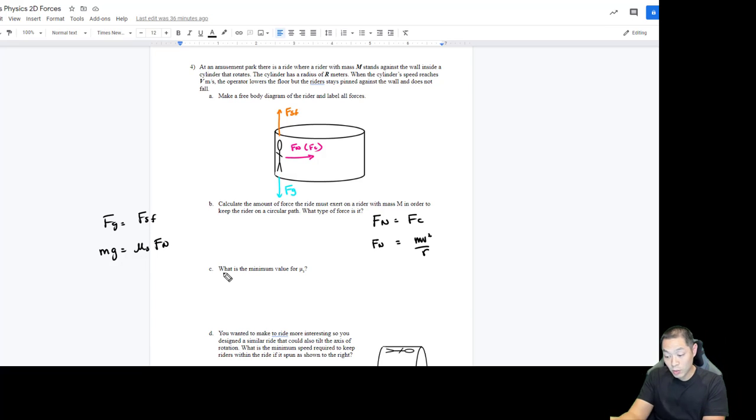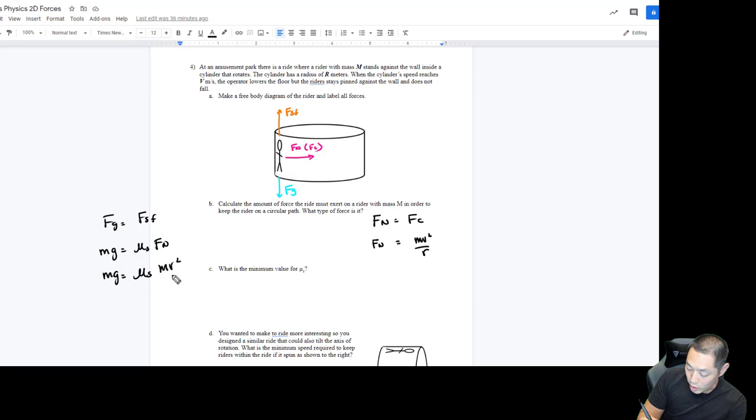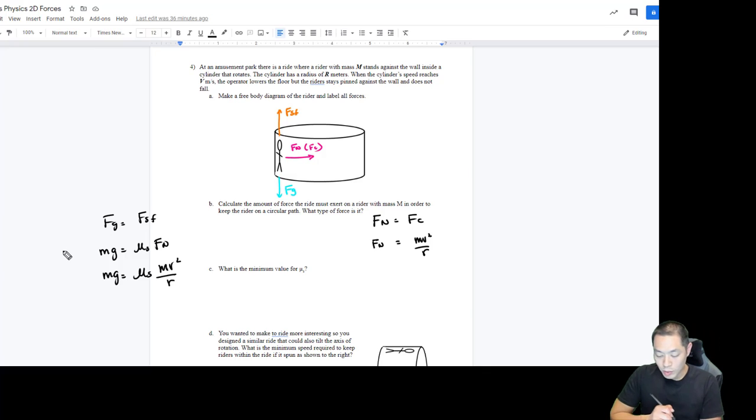In order for this to work, normally it's just Fn equals this, but in this case, you don't want gravity to be bigger than force of static friction, so they have to relate to one another. Both the x and the y do. So you're going to substitute that in. So you have mg equals mu s mv squared over r. So this is the relationship, if you want to know what kind of force.